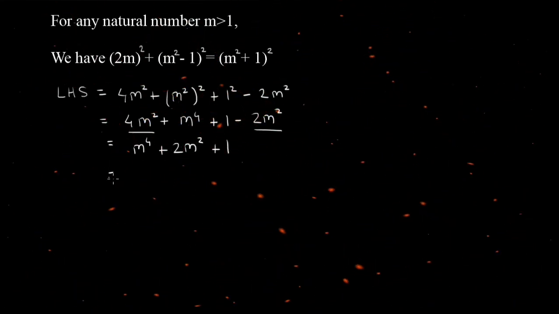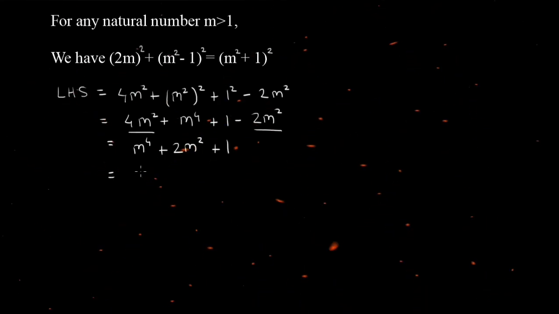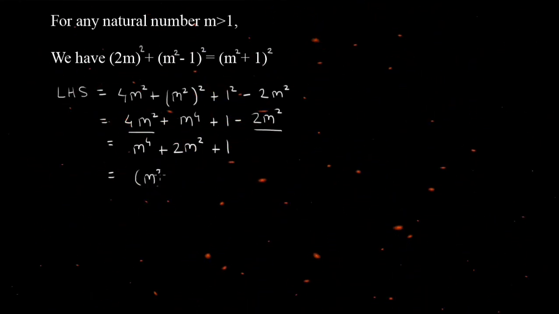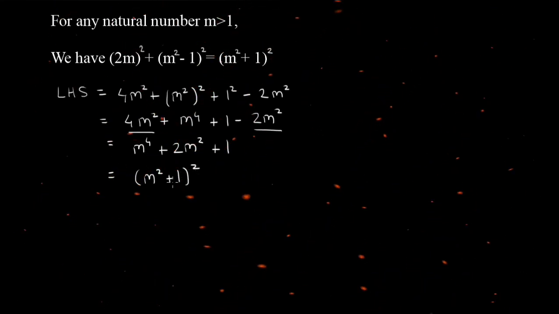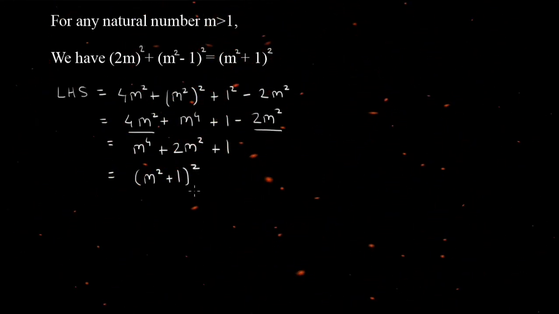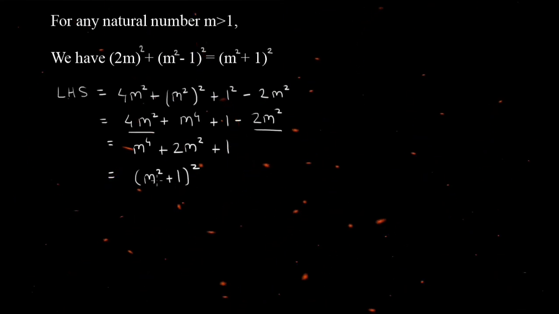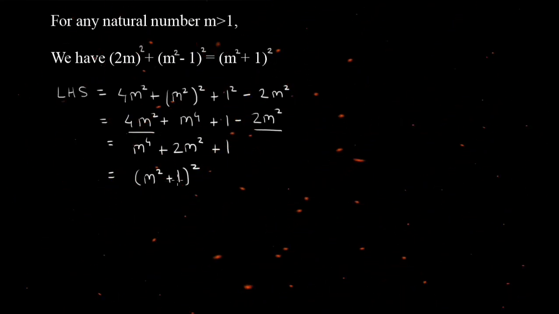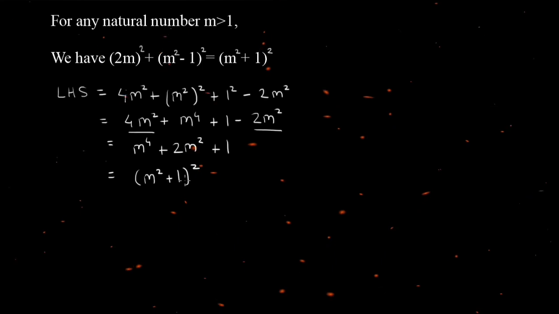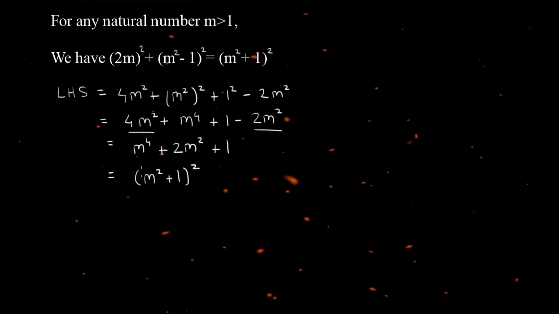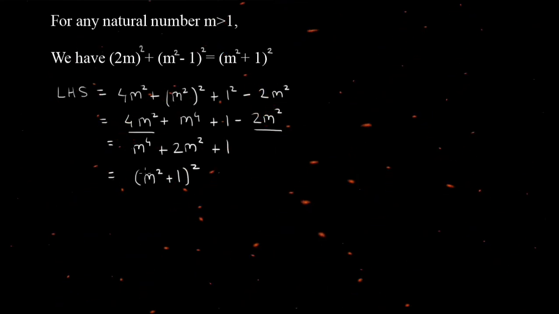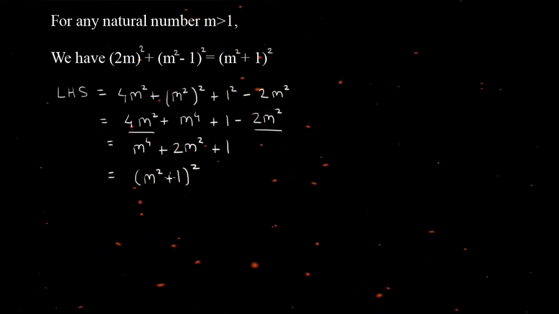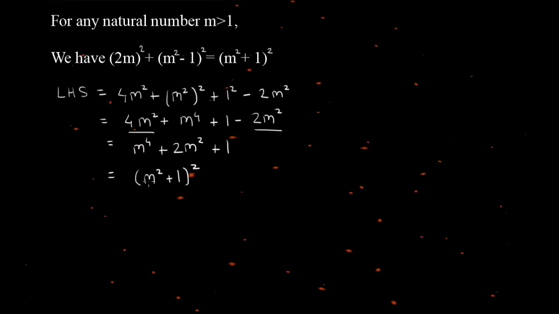Now if you further simplify it, you will notice that this is the square of (a plus b) whole square, where a is m square and b is 1. See, (a plus b) whole square will give you a square, that is (m square) whole square, that is m to the power 4, plus b square, that is 1 square, and we are getting 1 also, plus 2ab, 2 times m square times 1. So in this way we have verified this triplet.